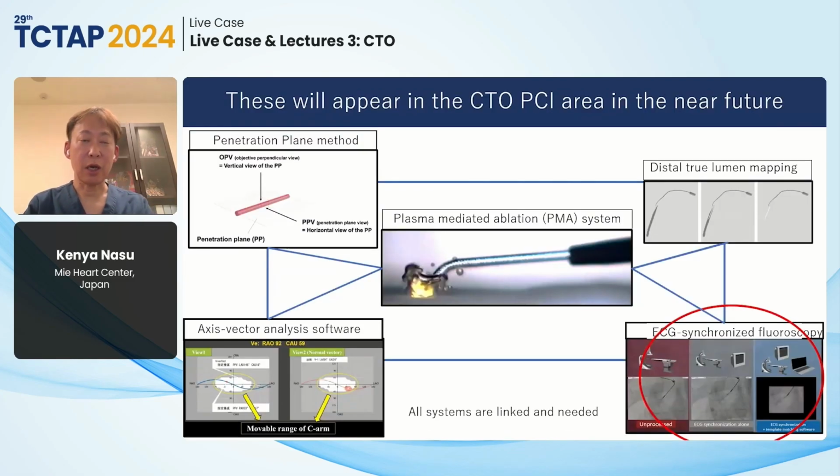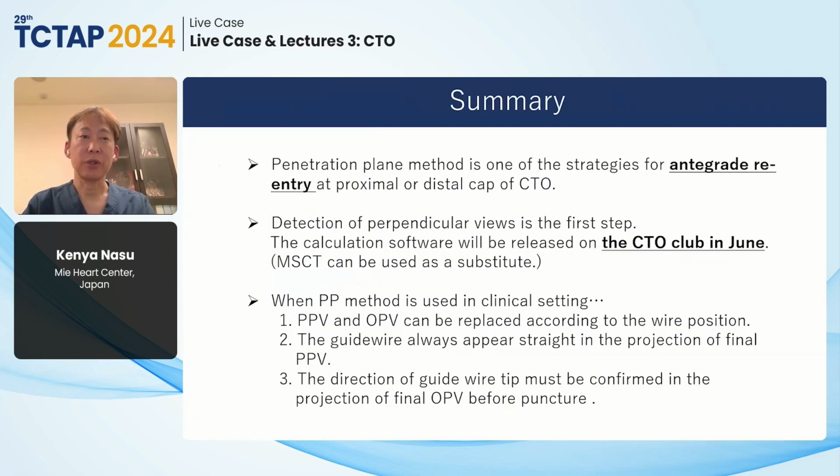Of course, this penetration plane method is very useful with a plasma-mediated ablation system. We already started the clinical trial in Japan, but we need an additional 2 years to launch it to the market. In summary, the penetration plane method is one of the strategies for antegrade re-entry at the proximal or distal cap of the CTO. Detection of the perpendicular views is the first step. The calculation software will be released on the CTO Club in June.